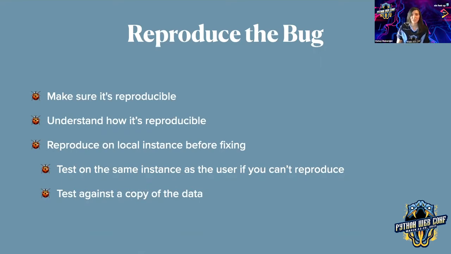And make sure that, as you're testing locally, test against a copy of the data. If you are able to grab the data from production and use that locally, that's going to help you to debug the problem as well. You also don't want to go into bug fixing blind.